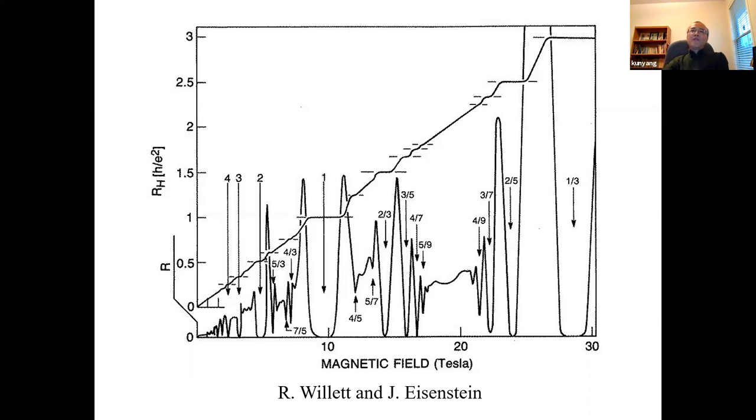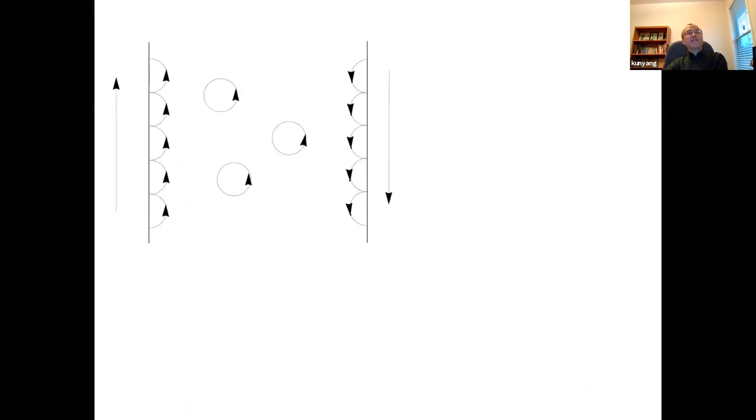Okay, anyway, so comparatively speaking, the integer quantum Hall physics is actually very simple. So I guess in retrospect, you probably don't even need the full-fledged quantum mechanics to understand it. All you need is actually some semi-classical quantization rules.